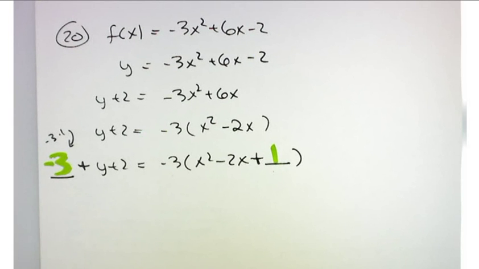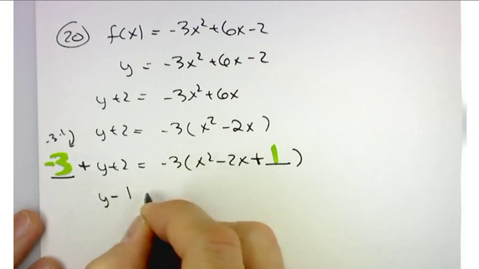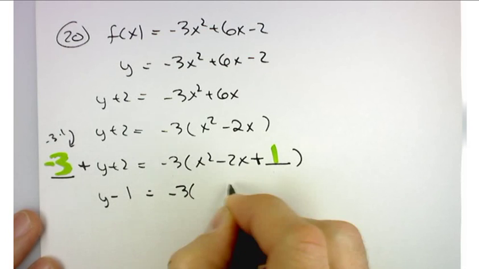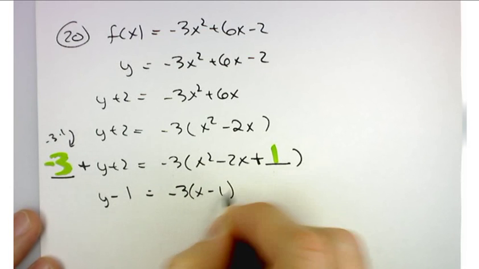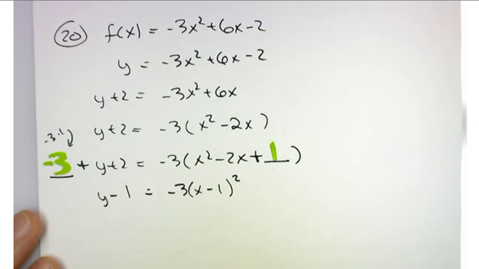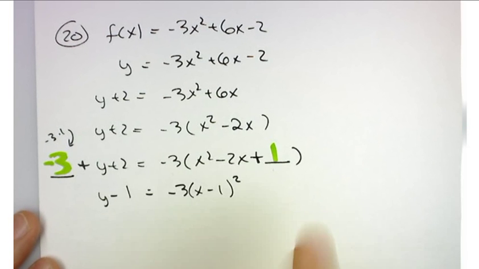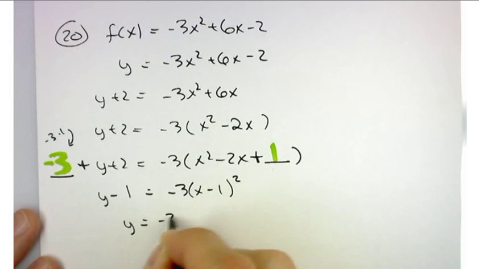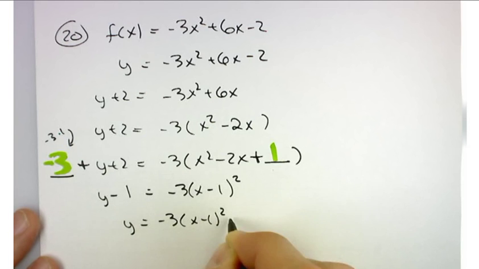Are you okay with that step? That's the tricky part here. The rest of it is pretty much the same. The left-hand side is y minus 1. The right-hand side is negative 3 times x minus 1 squared. Move the 1 back to the right-hand side. y equals negative 3 times x minus 1 squared plus 1.